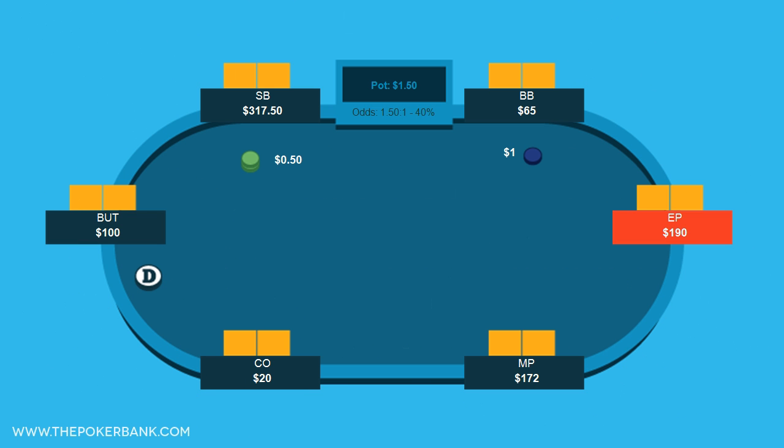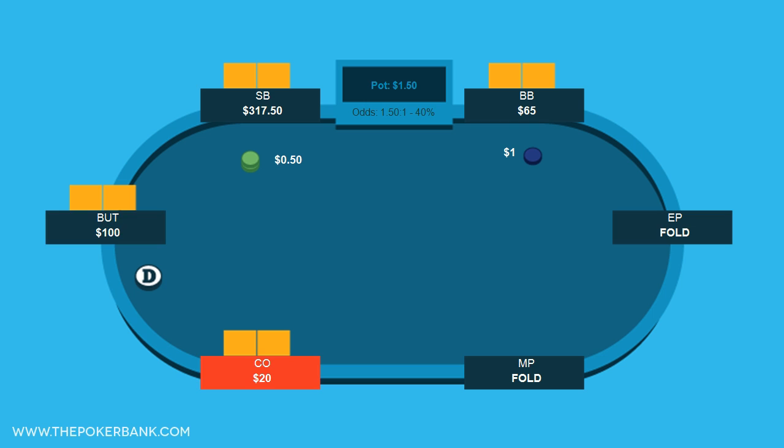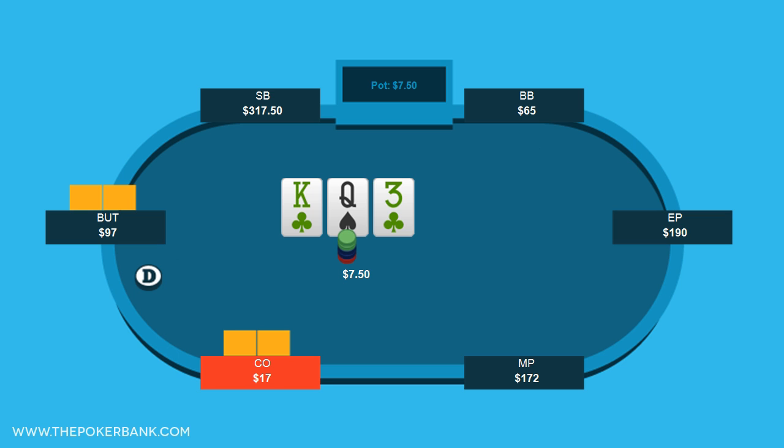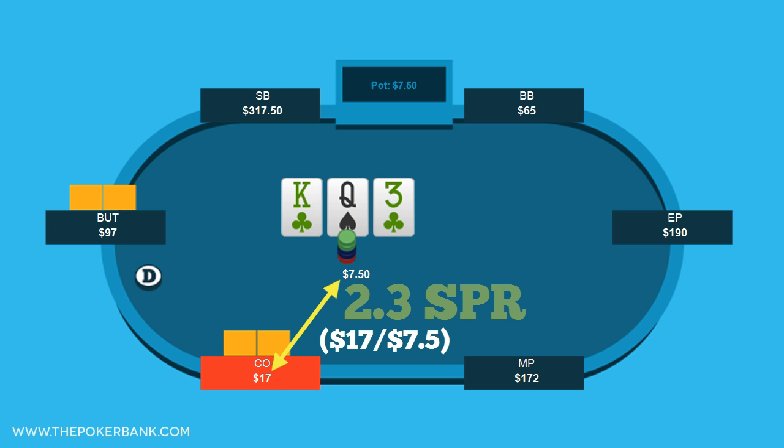Now it should go without saying that starting stack sizes will influence the SPR a ton. A player with a small starting stack size, say 20 big blinds, is going to wind up in a small SPR pot quite often. If we take an example like this, where the cutoff open raises with the 20 big blind starting stack, even if he just gets one caller and goes heads up, notice that at this point the effective stack size is $17, and with a pot size of 7.5, we actually have a 2.3 SPR.